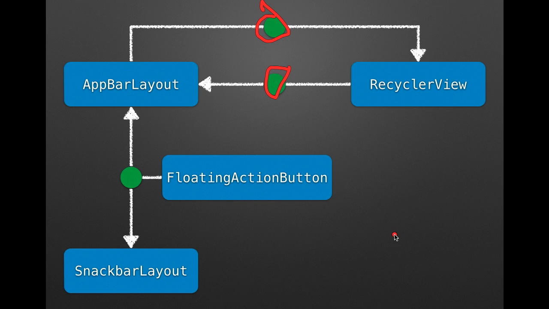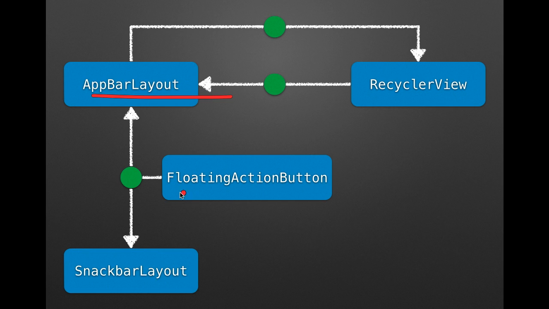Okay, so for instance, with the recycler view, there is a behavior attached to it in that example that I showed you where it is reacting to changes in the app bar layout. And it turns out, conversely, there's actually a behavior in the reverse direction where the app bar layout is looking at the recycler view as well. So we've actually got this circular dependency thing going on, but they're used for different reasons.